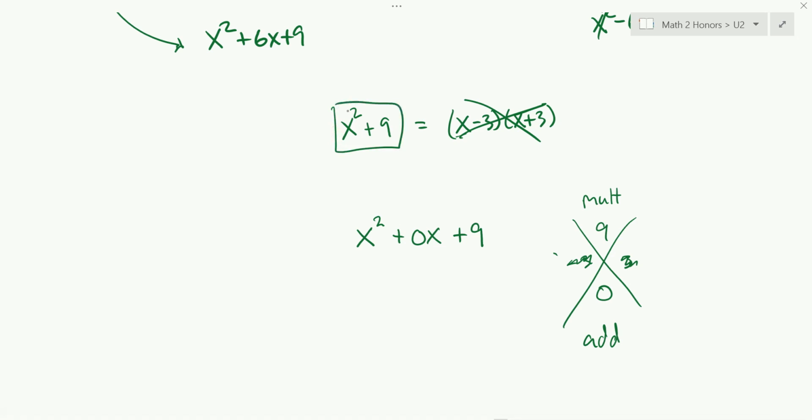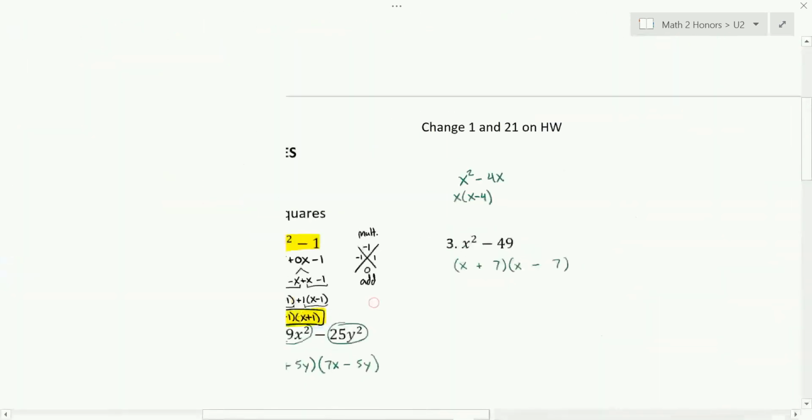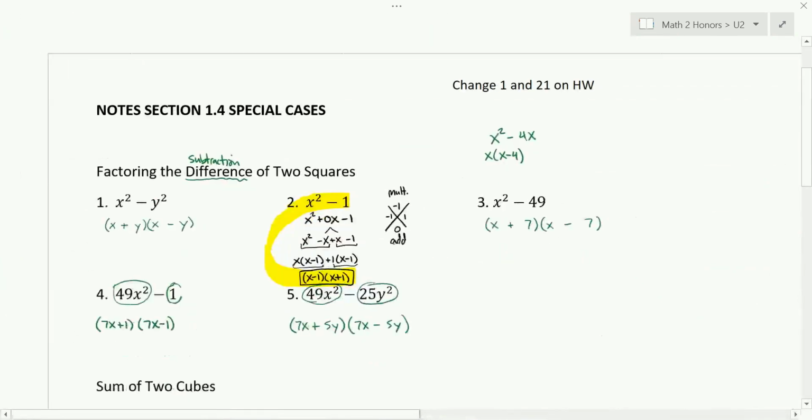Okay. If you have a sum, if you have a plus sign between two perfect squares, it will never factor. And you got to remember that. You can only use a shortcut when it's a difference of two squares. Sum of two squares, never going to work. All right.